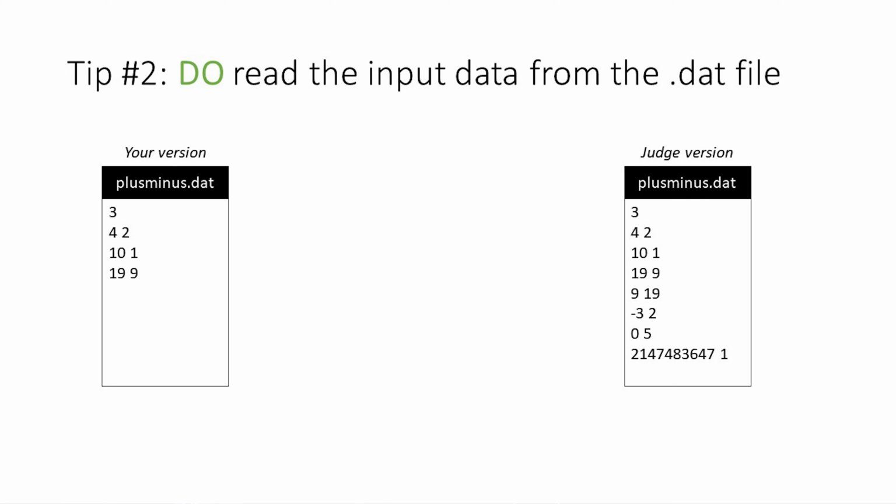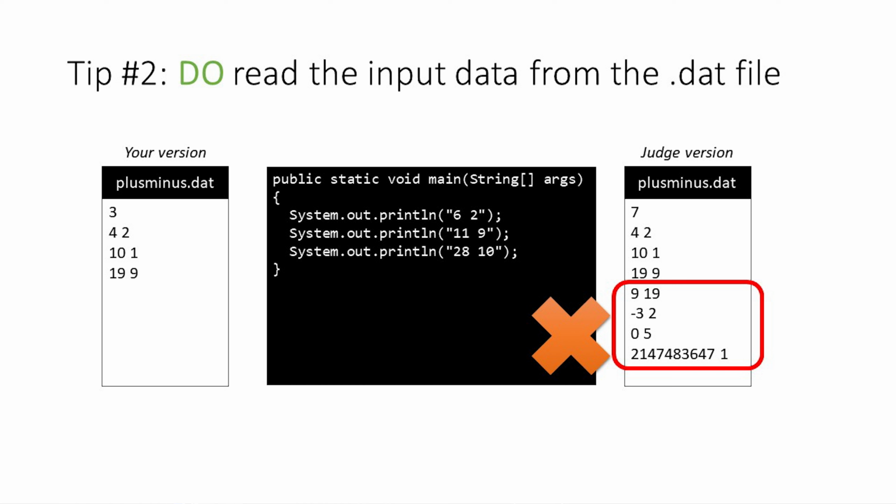The problem will also tell you the name of the .dat file you should use. The .dat file the judges use to assess your solution will have different test cases, but the file will have the same name, so your solution must process data from the .dat file. If you hard-code your solutions like this, then your solution will be judged incorrect.